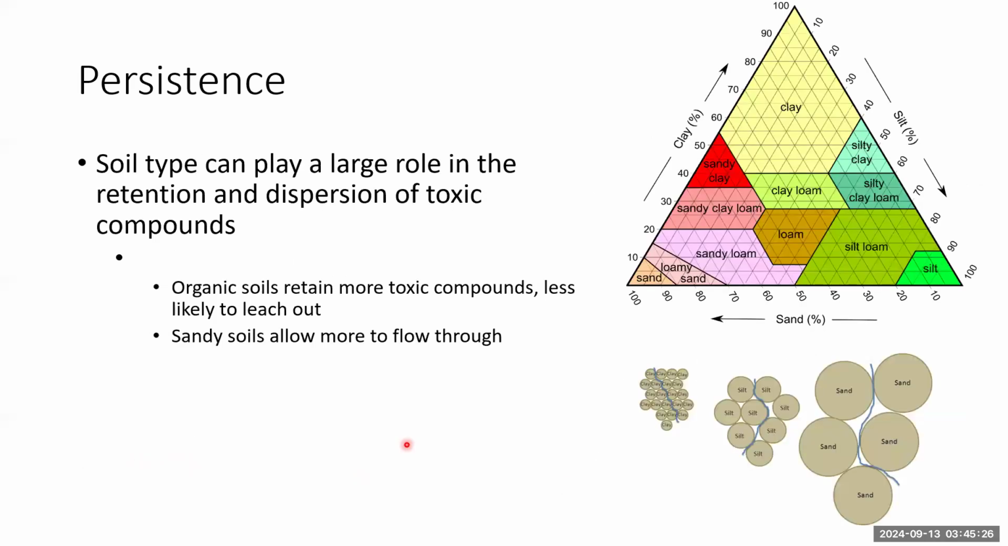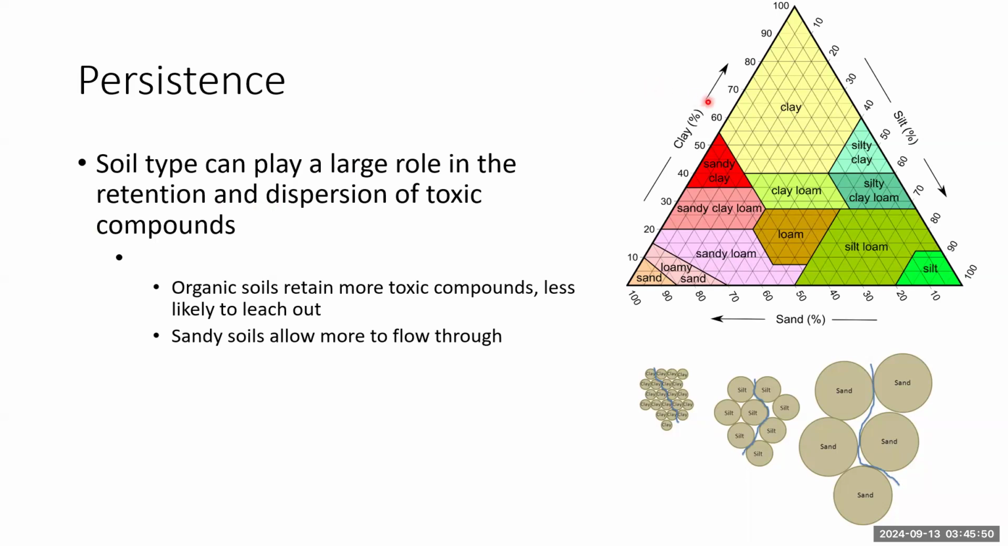As we think more about persistence, one of the big factors about land that can affect the persistence of particular chemicals is what kind of soil is in that land. The different kinds of soils can hold things differently. So when we think about how we describe what kind of soil there is, there is a way to do that.